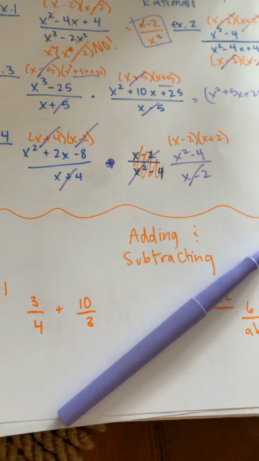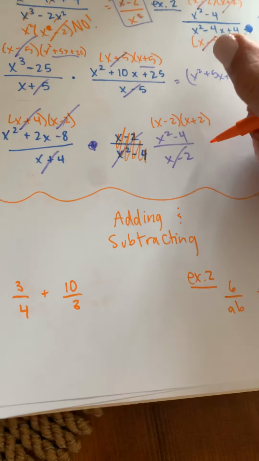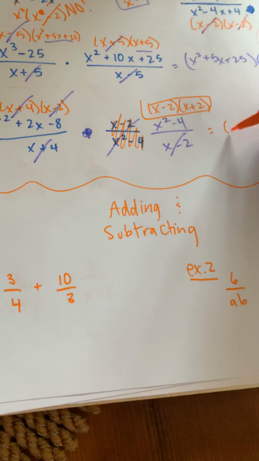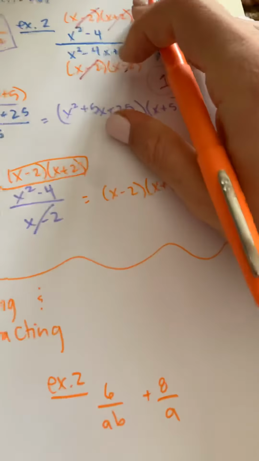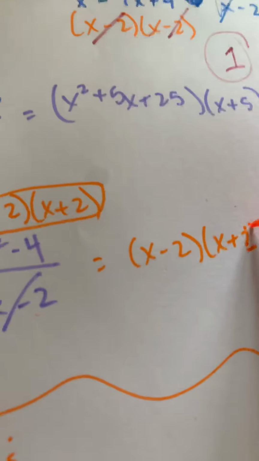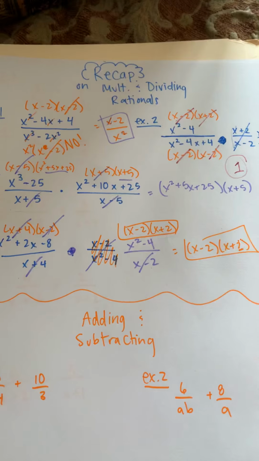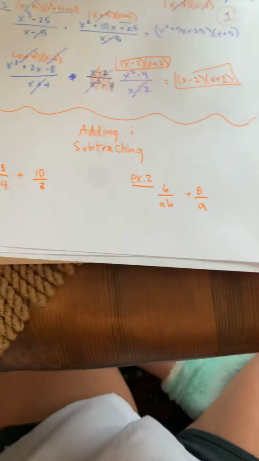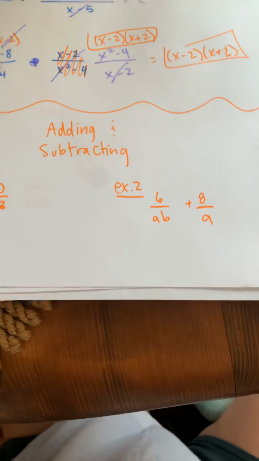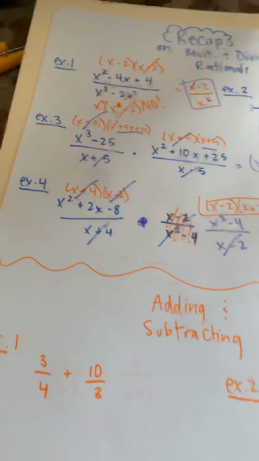So all that's left over, the only last ones that are left over are these. So your final answer would be x minus 2, x plus 2. Sorry, a little bit hard to write without my other hand. There we go. So that is multiplying and dividing. That's the recap. You just factor and then cancel the factors. Adding and subtracting is a little bit different. You can see my fuzzy sock.